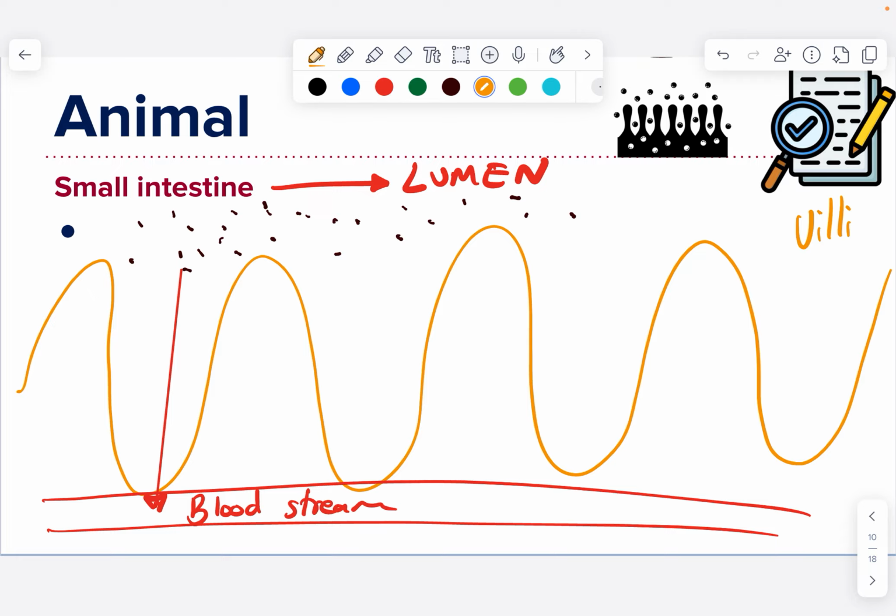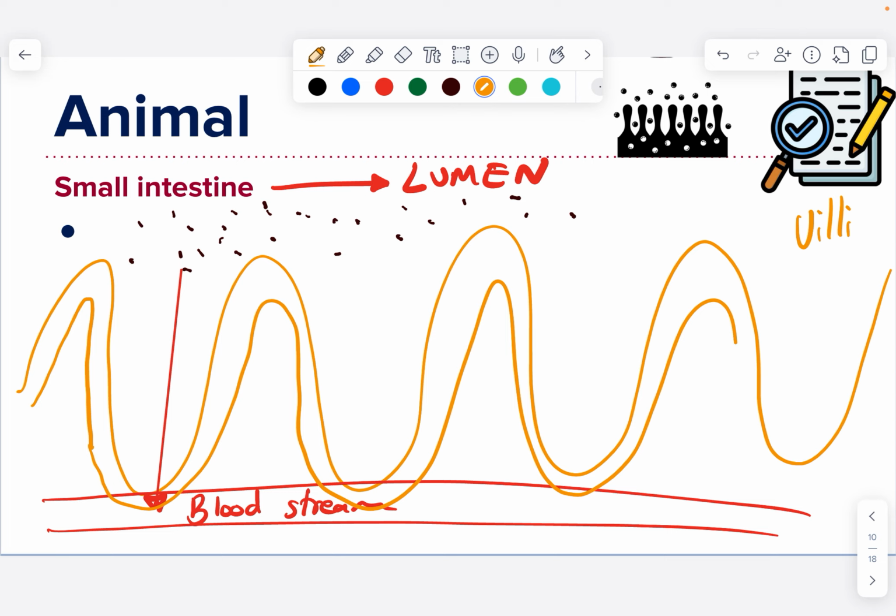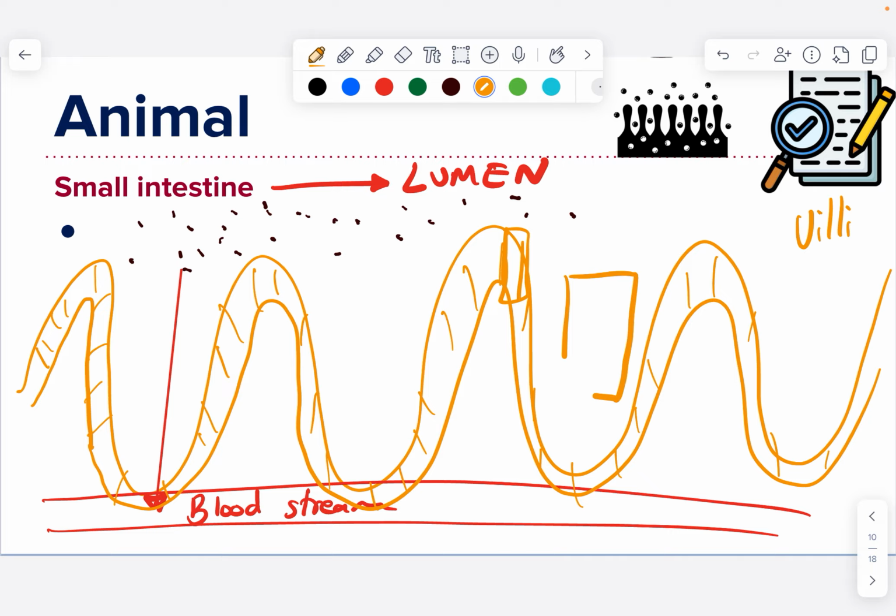Okay? So if you think about it like this, this is the lining of my small intestine. And this lining is made up of thousands of cells. And if I take one example here, each cell looks a bit like this. And these are called villous epithelial cells.